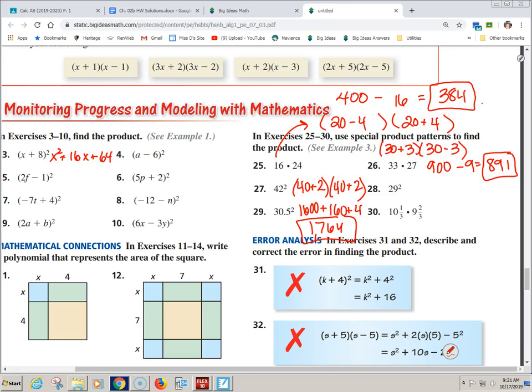You guys helping out? Come on. Squared, double, squared. What's the square of a? a squared. What's the double of 6a? 2 times 6 is 12a. But wait, is it going to be a plus or a minus? Good. And then squared. What's negative 6 times negative 6? 36.